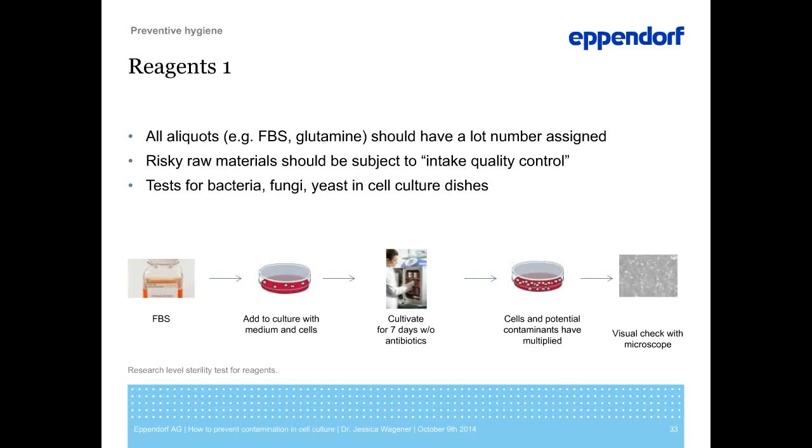Let's come to the direct sources of contamination and the measures that can help to avoid contamination. Every aliquot of FBS, medium, or other reagents should be labeled with a lot number in order to be traceable. Risky materials like FBS should be subjected to an intake quality control, like you see here in this scheme. Only when you are sure that the new batch of FBS that you purchased is free of contaminants, you can start working with it in your regular cell culture.